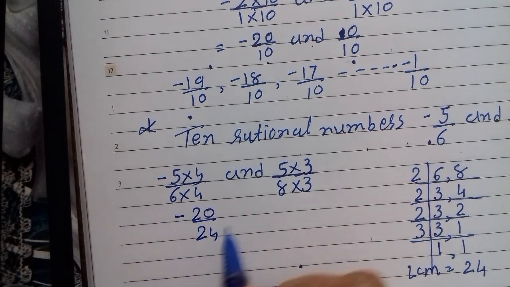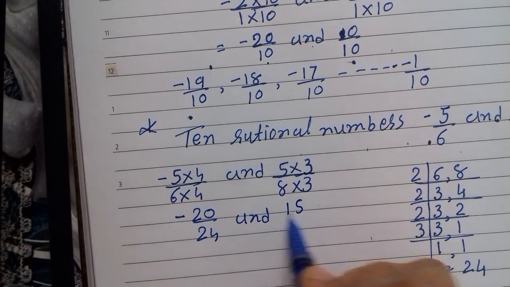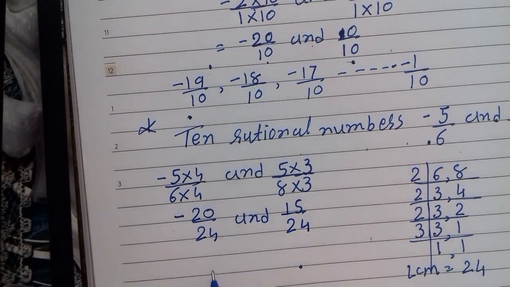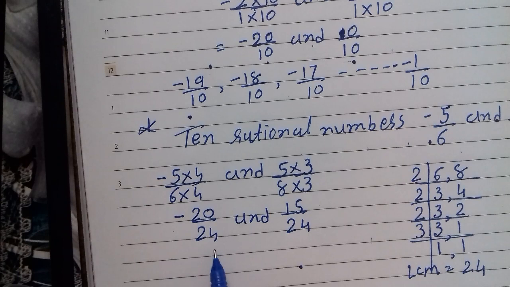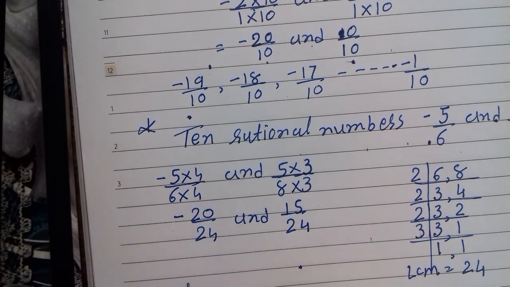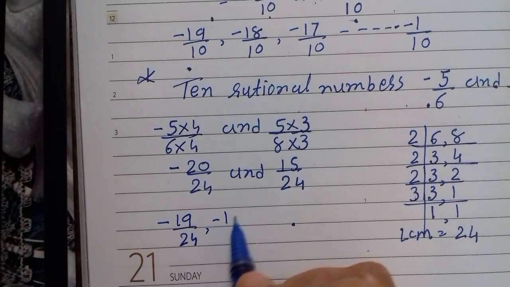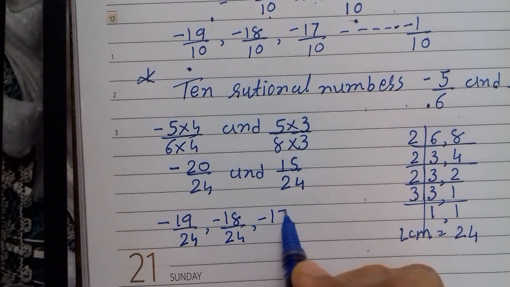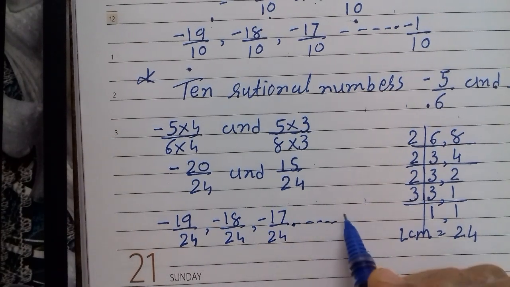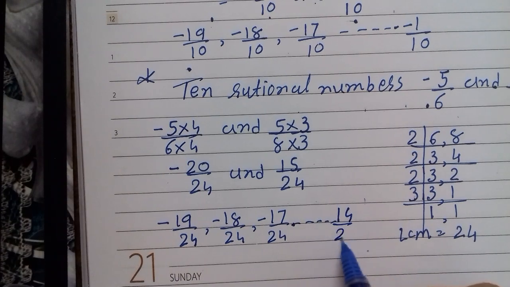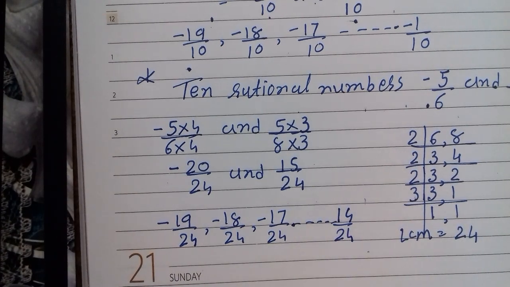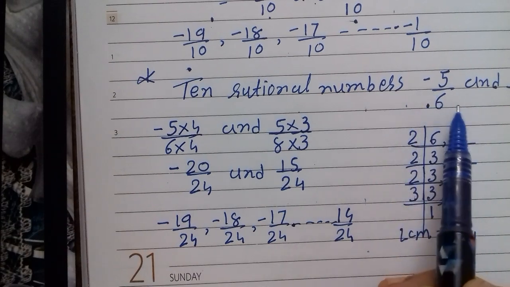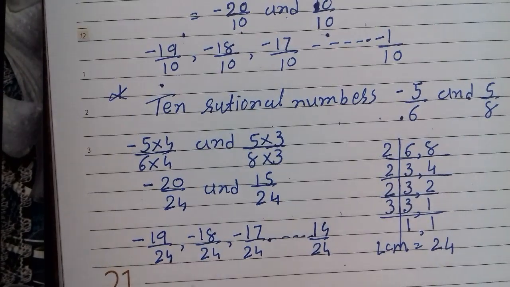-20/24 and 15/24. Here the denominators are the same. Now we have -19/24, -18/24, -17/24 up to 14/24 as the rational numbers between -5/6 and 5/8. Take any 10 of these.